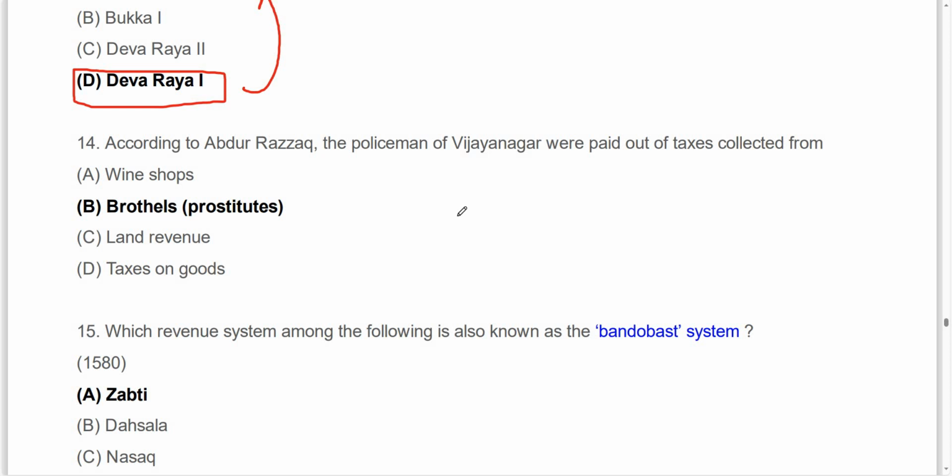According to Abdul Razzaq, the policemen of Vijayanagara were paid out of the taxes collected from the brothels. Moving on to the next question: which revenue system among the following is known as the Bandobast system?